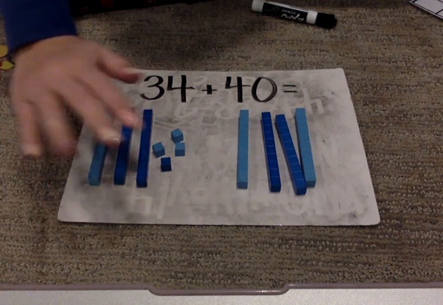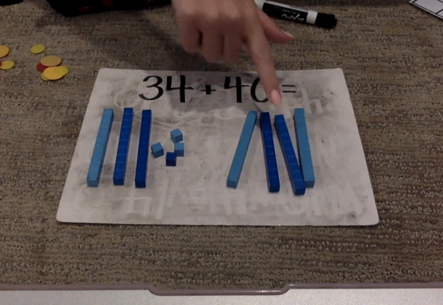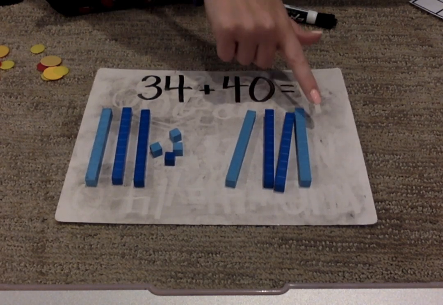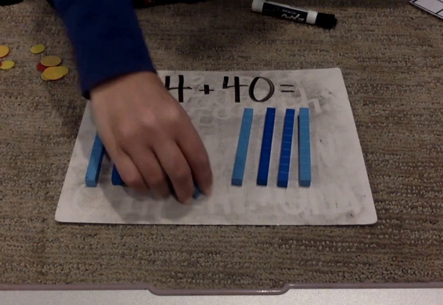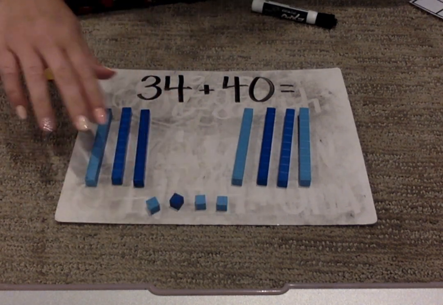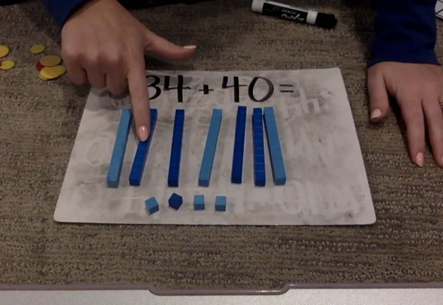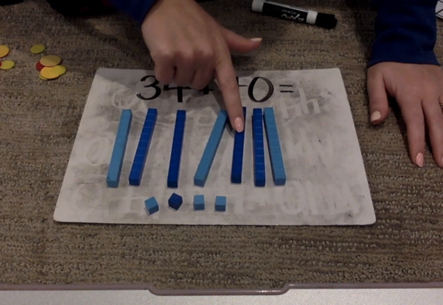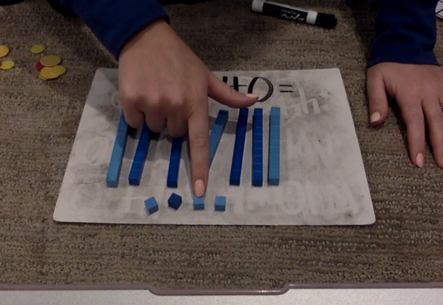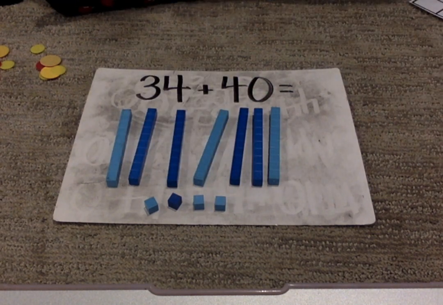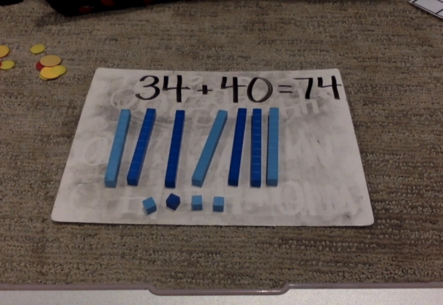I could count up like this. I know there's already 34, and then I could count tens. 44, 54, 64, 74. I could also count like this. Save the ones for later. Put them all together because I'm adding them up. 10, 20, 30, 40, 50, 60, 70, 71, 72, 73, 74. So 34 plus 40 is 74.